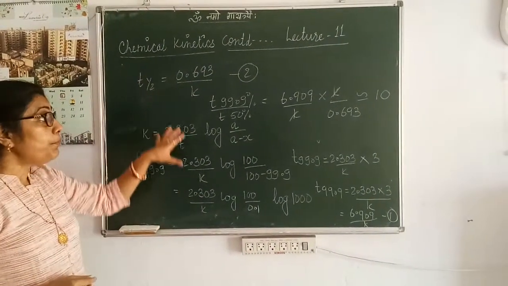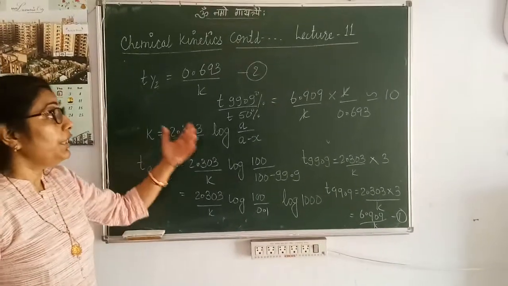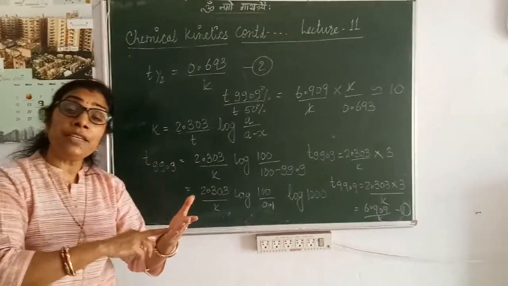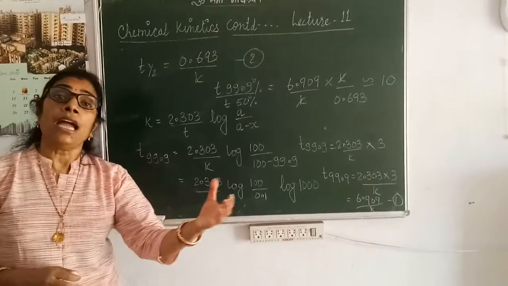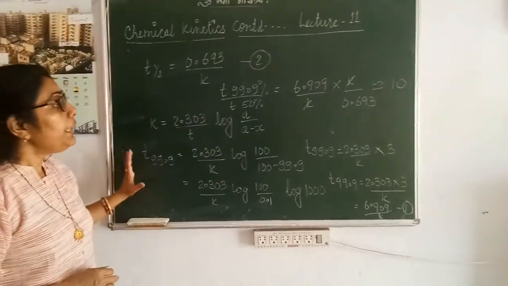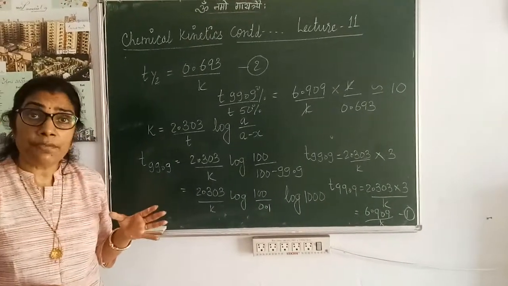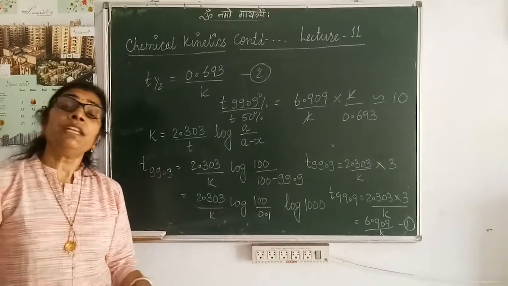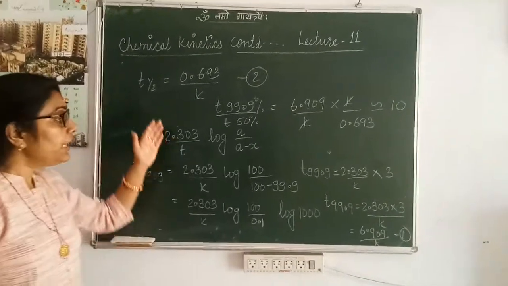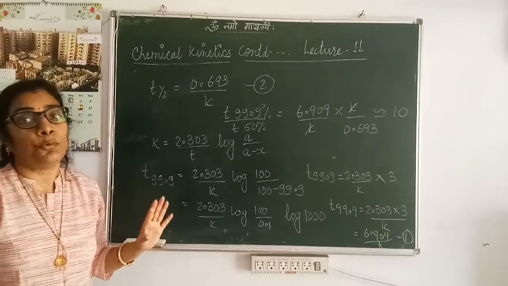So such type of numericals are very important, that have a relation between T 90% and T 50%, T 3 by 4 and T half, and like that. And even if it is not specified in the question, if it is specified that use first order kinetics, well and good. Even if it is not specified, then also we are going to use first order kinetics only.